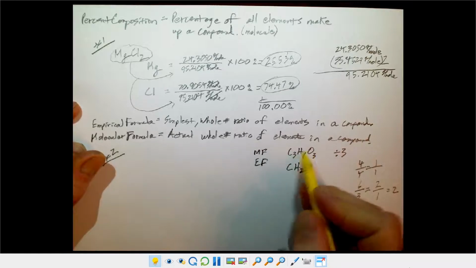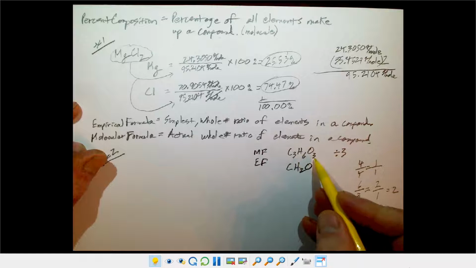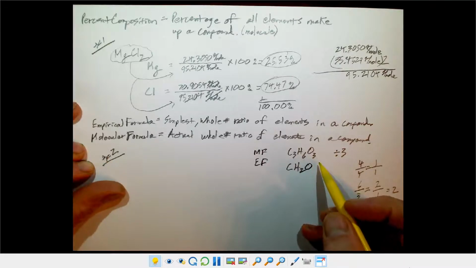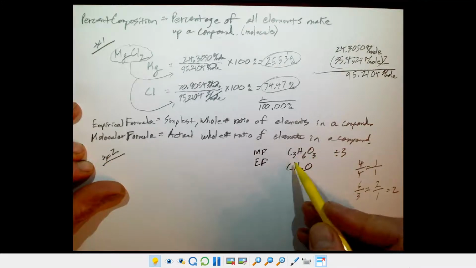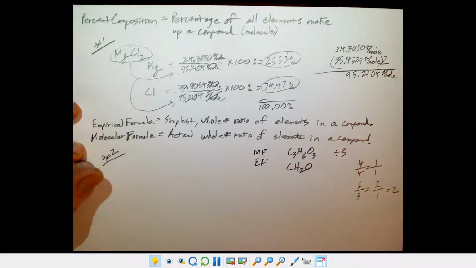So basically take your molecular formula, find a number that will divide into each of these that will reduce them to the smallest form that you can get. Well, 3 goes into all of these, so 3 into 3 is 1, 3 into 6 is 2, and 3 into 3 is 1. Right? So that's how you would do it. So let's work with an example.